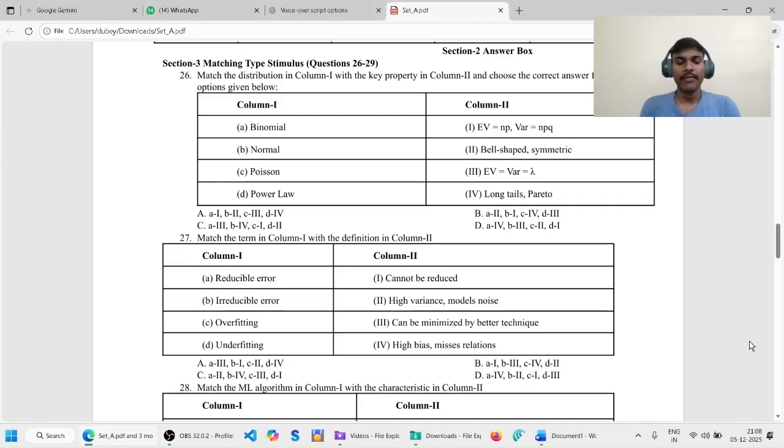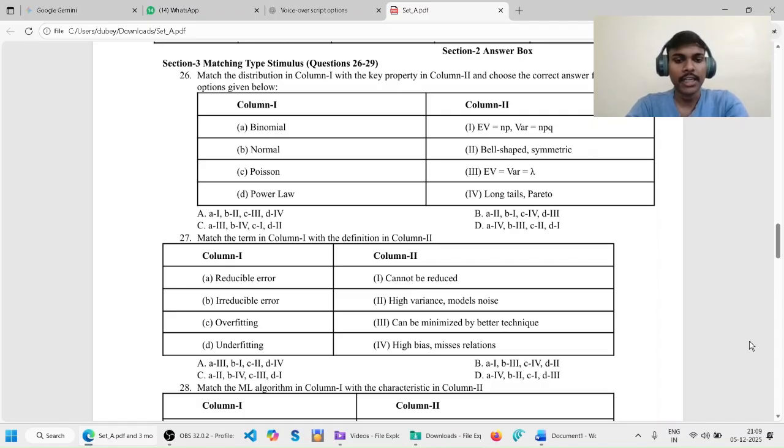So hello and welcome everyone. Let's just start with section 3 of our internal assessment 3 of data science. So here we begin with question 26. Match the distribution in column 1 with the key property in column 2 and choose the correct answer from the options given below. In the first column, we have binomial, normal, Poisson, and power law.